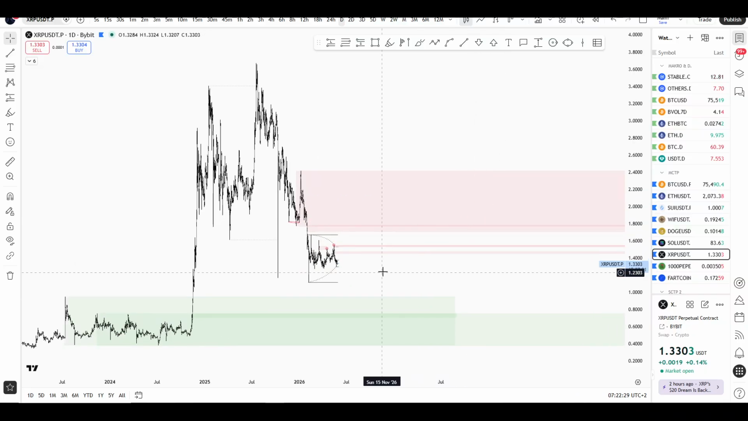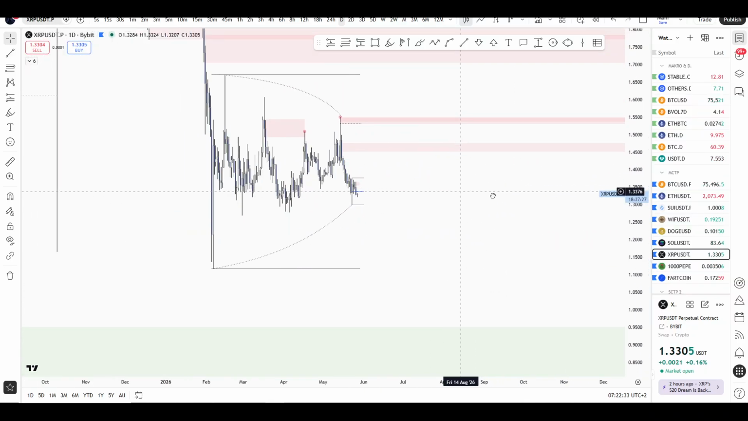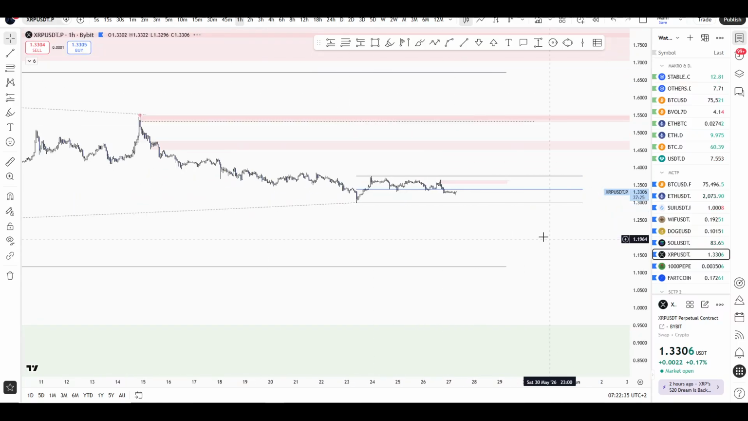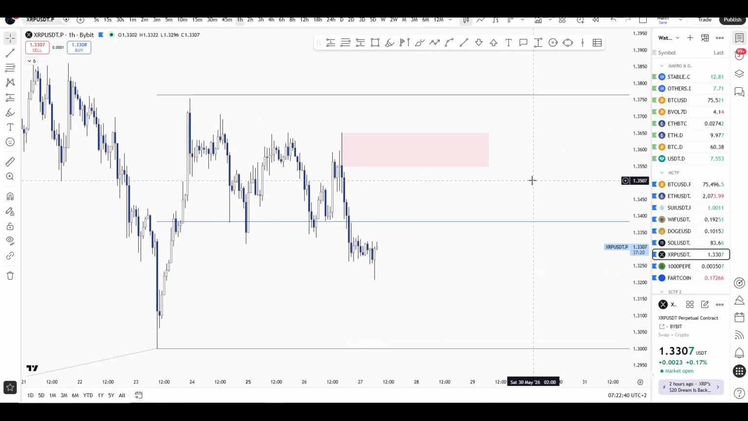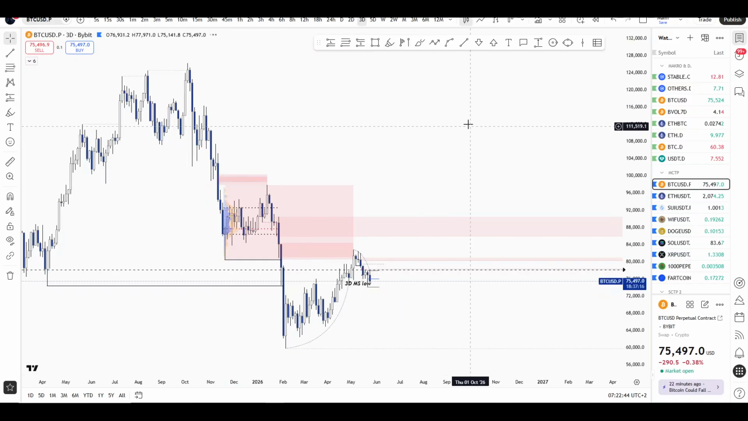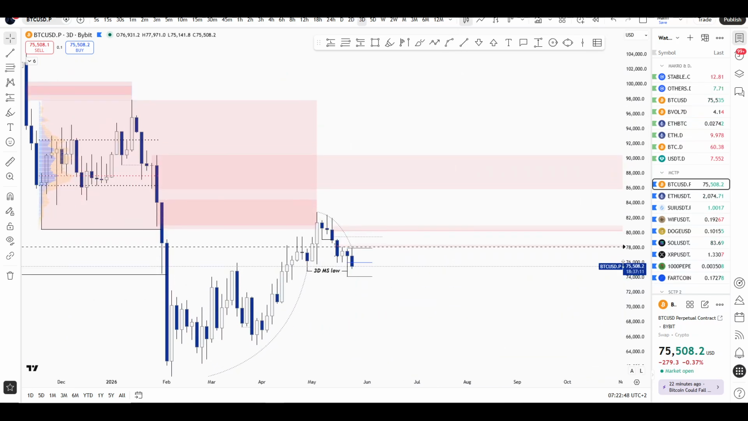So yeah, we will have to see. Very, very interesting price action, and I really think that we can get nice scalps here. But either way, we don't have to predict. We only have to analyze and adapt.